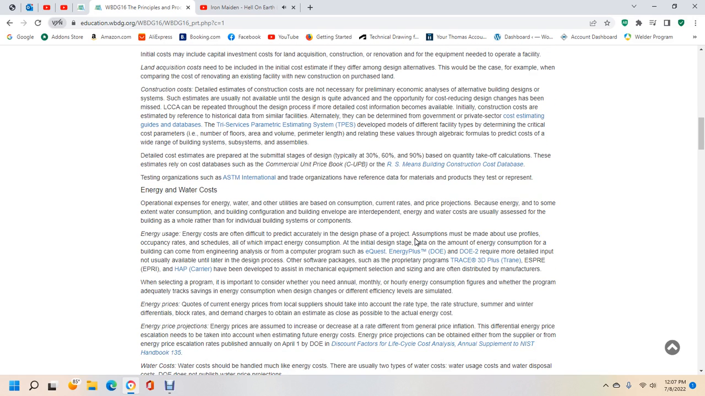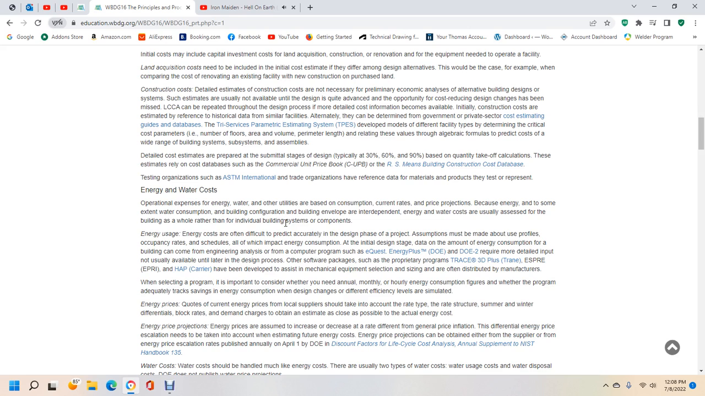Energy and water costs. Operational expense of energy, water, and other utilities is based on the consumption and current rate, with the price projection basic as energy to some extent. Water consumption, building construction, building envelope, and interdependent energy and water costs are usually assessed by the building as a whole rather than by individual building components.